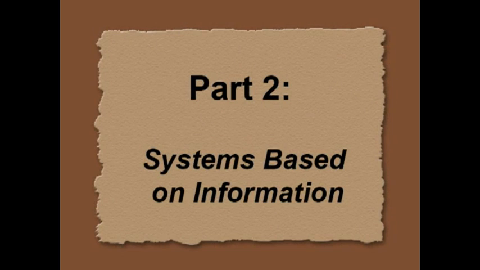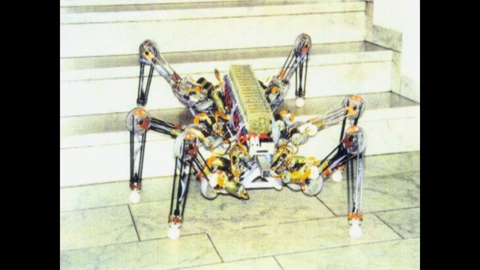Let's have a look at systems which are based on information. On this picture, you see a walking machine. It has six legs, and there is a computer installed and a special program, and so this machine can walk on plane and unplane surfaces. It can go upstairs and downstairs and so on. What is the most important detail on this machine? Of course, it is the program. The program allows it to do it. If we would delete the program, then it cannot walk.